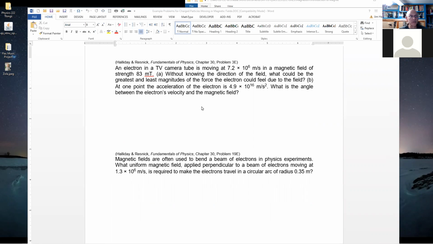We have an electron in a TV camera tube moving at 7.2 times 10 to the 6th meters per second in a magnetic field of strength 83 millitesla. By the way, a Tesla is actually a pretty strong magnetic field. The Earth's magnetic field is about 1/10,000th of that or less. There's another unit of magnetic field strength called a Gauss, and one Gauss is 1/10,000th of a Tesla. It's not used so much anymore, but still a Tesla is a pretty strong field.